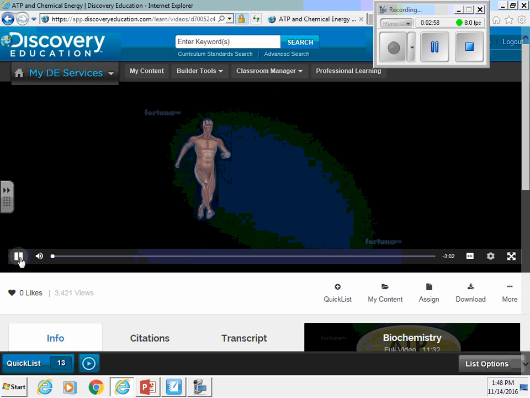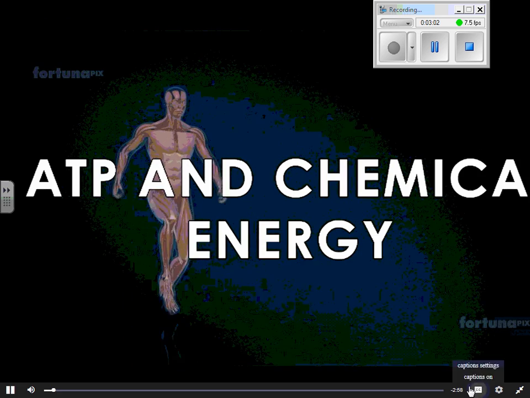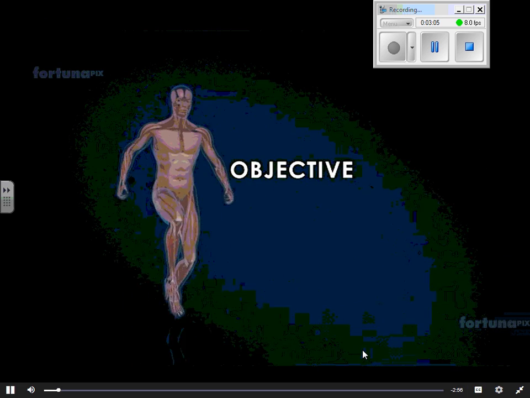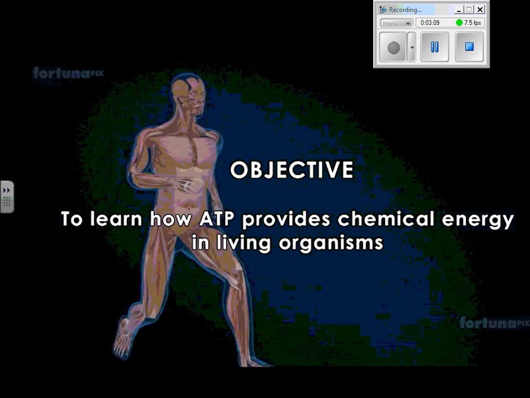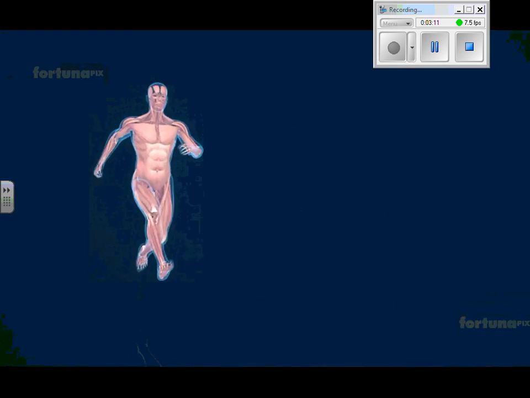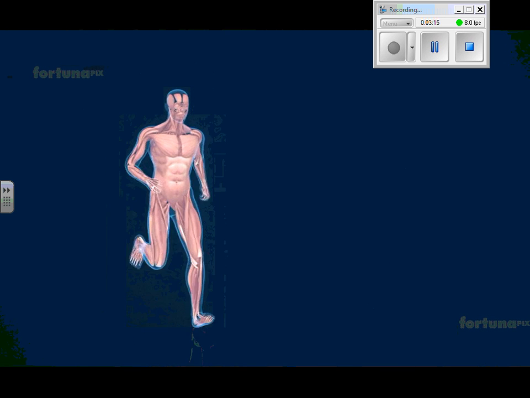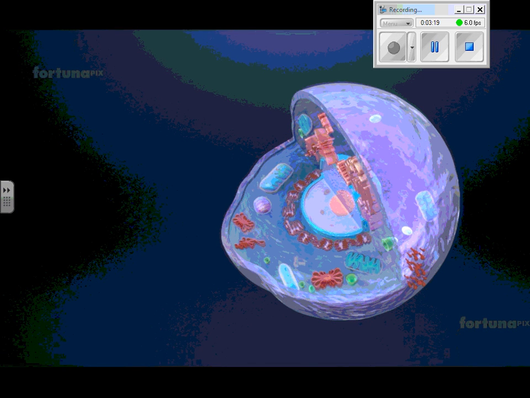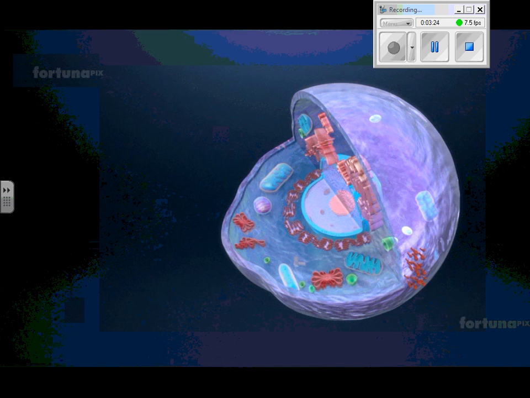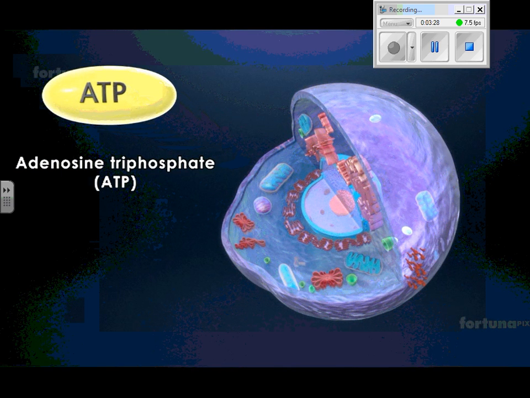ATP and chemical energy. Objective: to learn how ATP provides chemical energy in living organisms. Living things need chemical fuel in order for the release of energy to occur. One of the chemical substances used by cells as their basic energy source is adenosine triphosphate, commonly abbreviated as ATP.